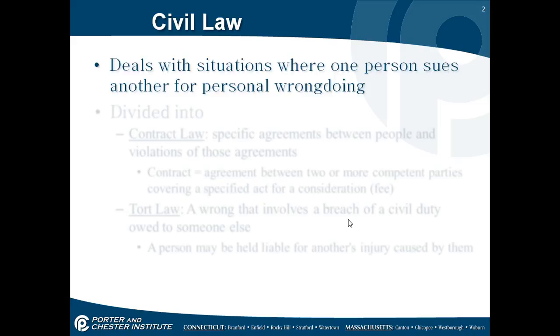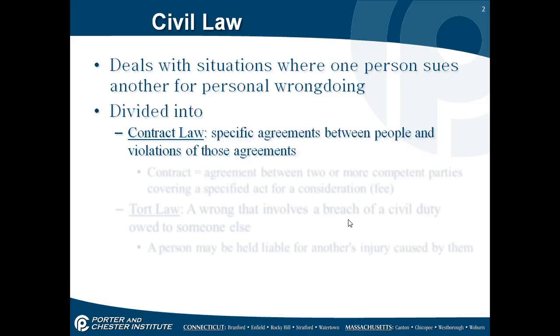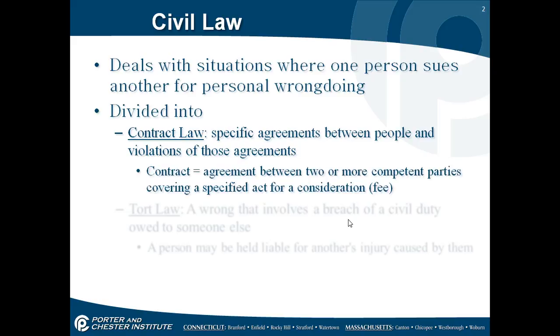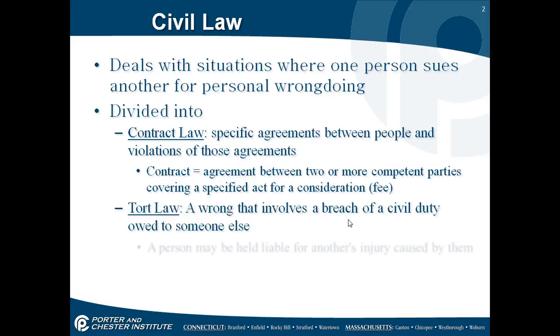Civil law deals with situations where one person sues another for personal wrongdoing, and it's divided into contract law, specific agreements between people and violations of those agreements. A contract equals an agreement between two or more competent parties covering a specific act for consideration or a fee. Tort law is a wrong that involves a breach of a civil duty owed to someone else. A person may be held liable for another's injury caused by them.